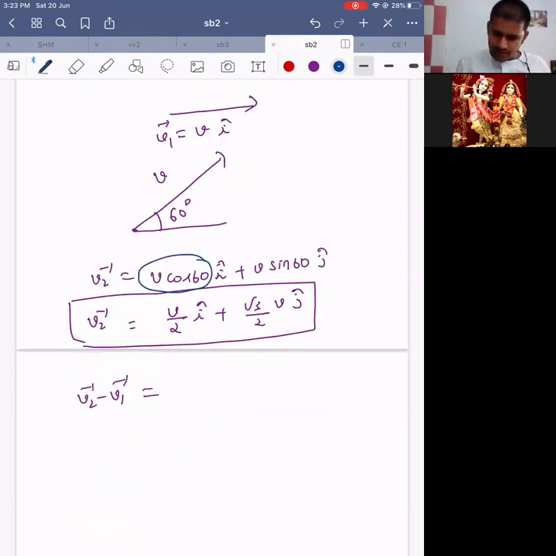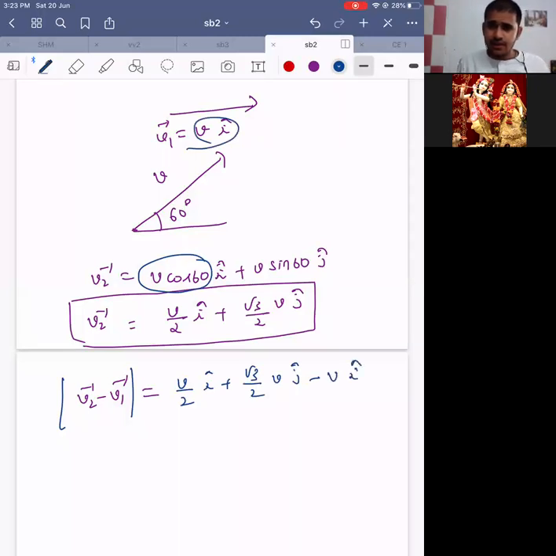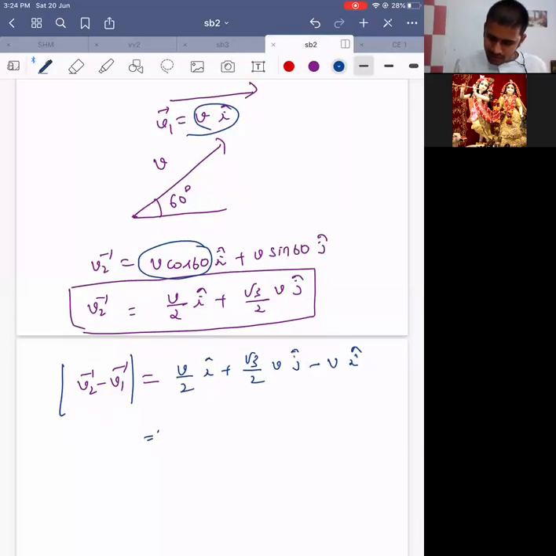So V2 minus V1, if we substitute here: V2 bar is V upon 2 i cap plus root 3 by 2 V j cap, minus V i cap. Anything you do, no problem. V2 minus V1, or change in velocity, is what we'll do: final velocity minus initial velocity. So if we substitute here, minus V upon 2 i cap plus root 3 upon 2 V j cap.